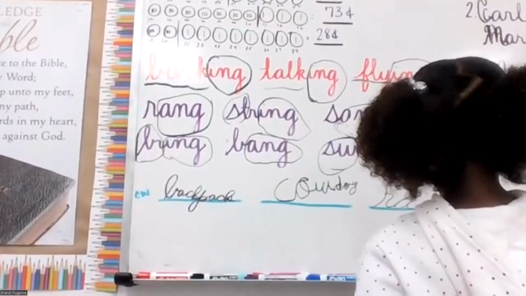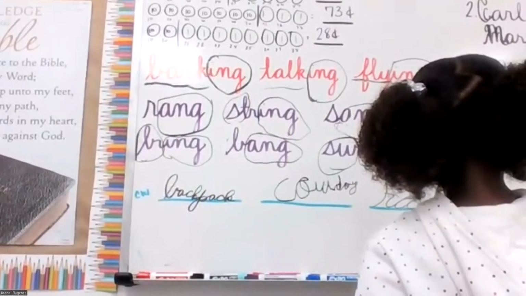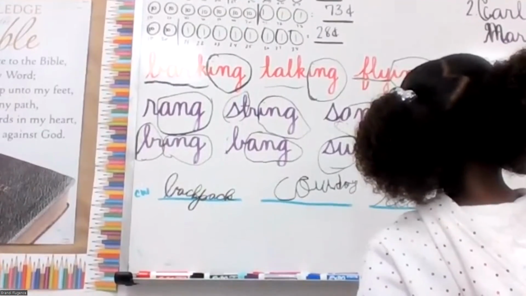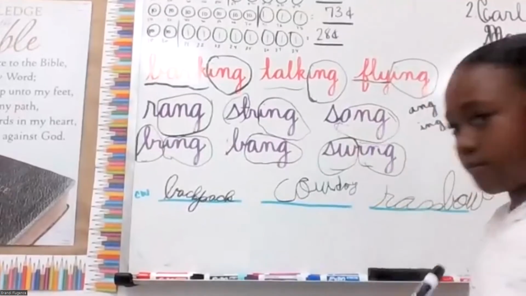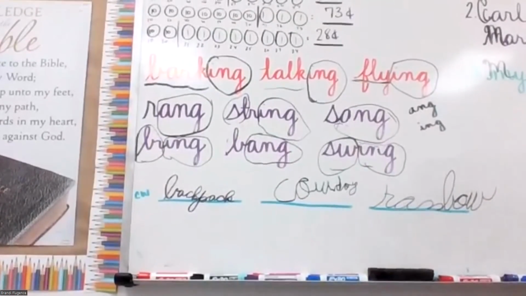Rainbow. Basketball. Basketball. All right, awesome. Rainbow. Okay, good.